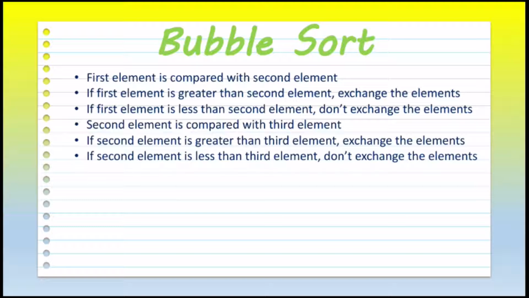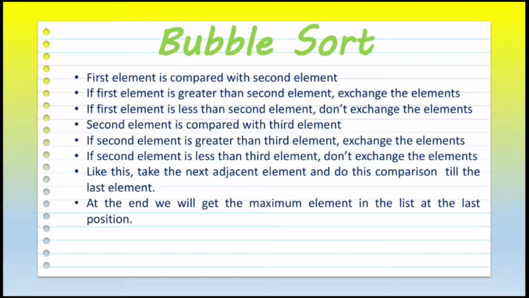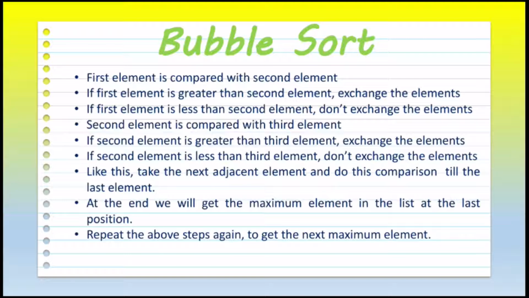Like that, till the last element we have to compare the adjacent elements continuously, and at the end we will get the maximum at the last position in the unsorted list. In this way, by finding the maximum element in each pass, finally we will get the unsorted list in sorted order.